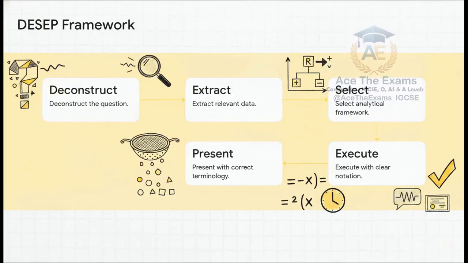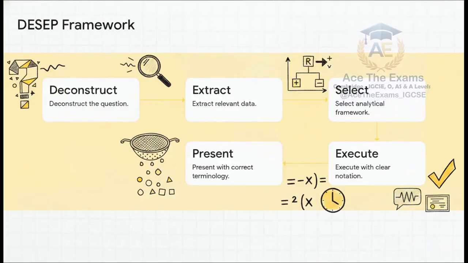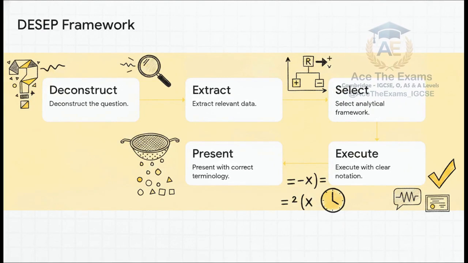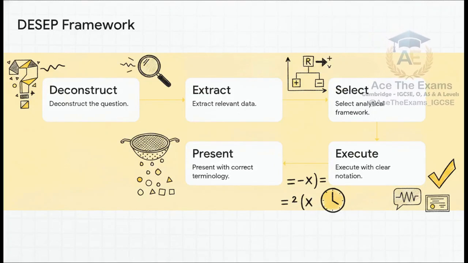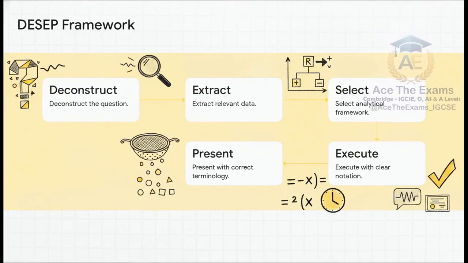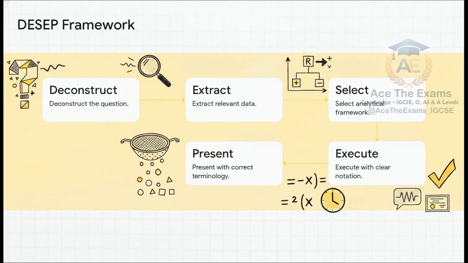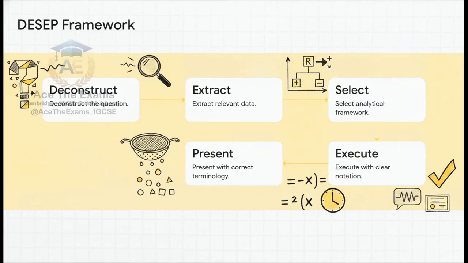All right, I want you to lock this tangible technical methodology into your mind right now. Think of the memory hack acronym, DSEP. First, deconstruct the question. What exactly is the core command word asking you to do? Second, extract relevant data. Pull out the specific function and the numerical bounds you were given.